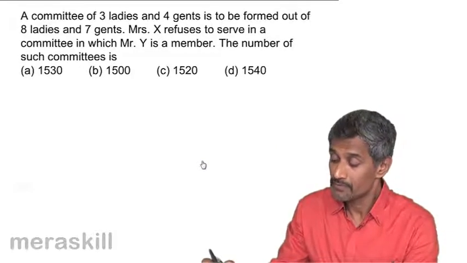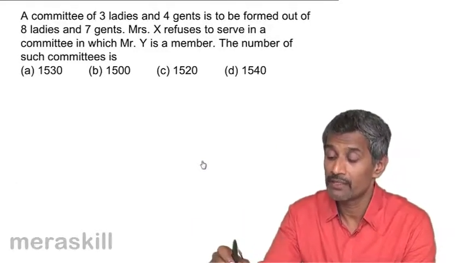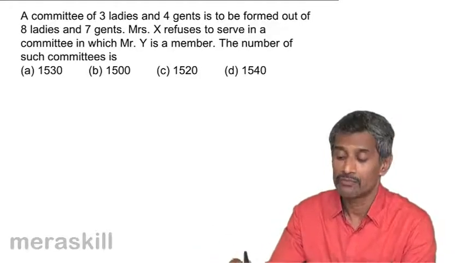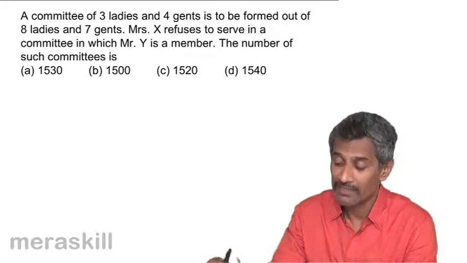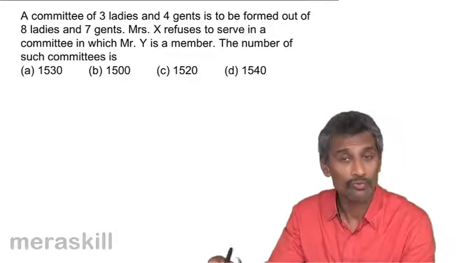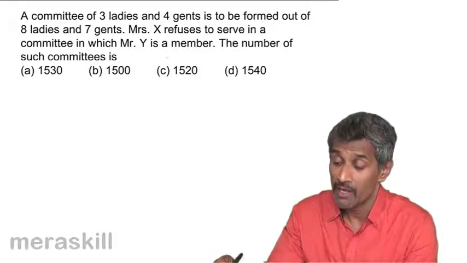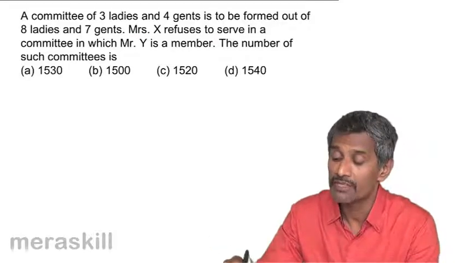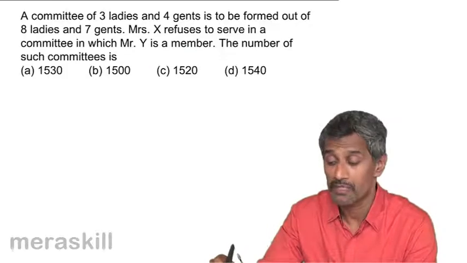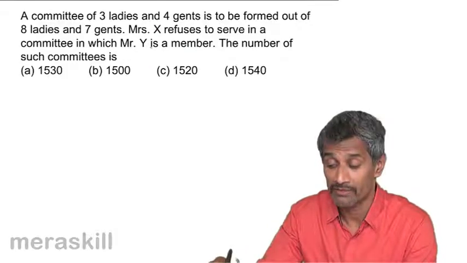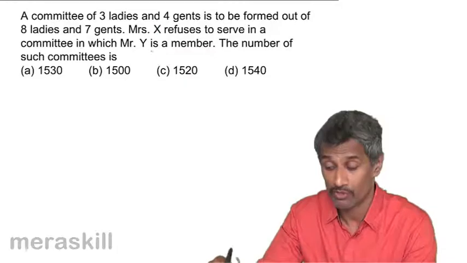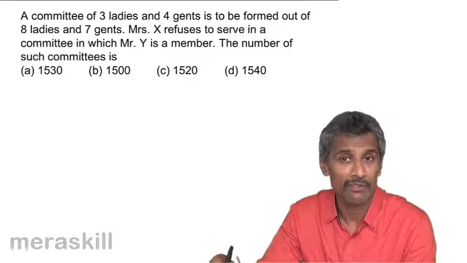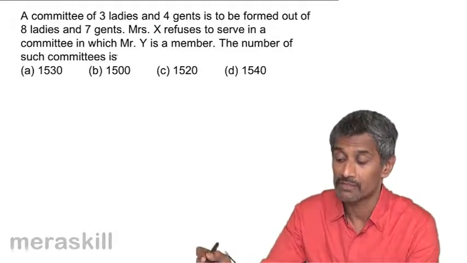Next. Okay, here we have a case wherein a committee of 3 ladies and 4 gents is to be formed out of 8 ladies, and under normal condition it would have been 8C3 into 7C4 would be the number of committees that can be possible. But here we have a particular clause. Mrs. X refuses to serve in a committee in which Mr. Y is a member, which means Y and X will never be together. Wherever there is Y, X is definitely not going to be there. But if Y is not available, X may or may not be available. That is a different story. The number of such committees is what?